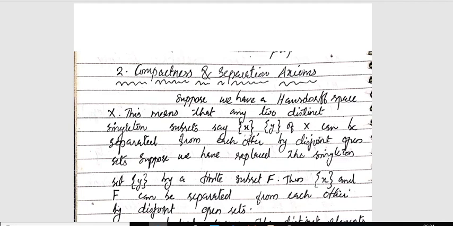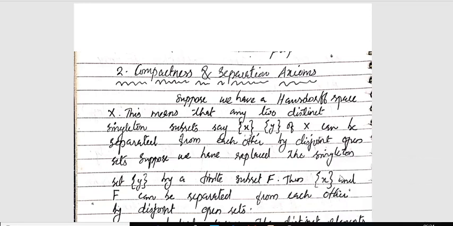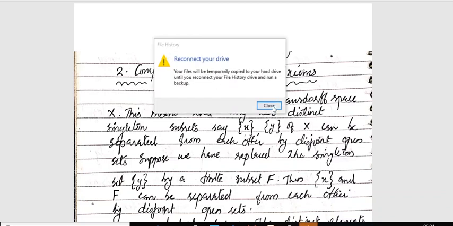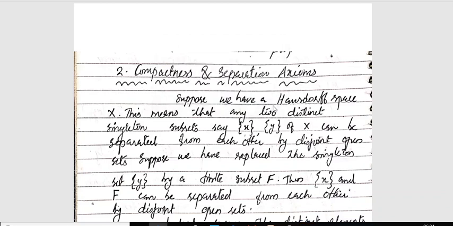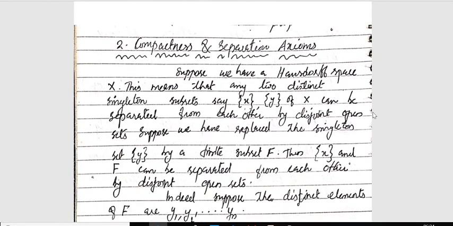Remember that a space is said to be compact if every open cover of that space has a finite subcover. Now, suppose we have a Hausdorff space X. This means that any two distinct points, say x and y, of X can be separated from each other by disjoint open sets. That is nothing but the definition of a Hausdorff space.